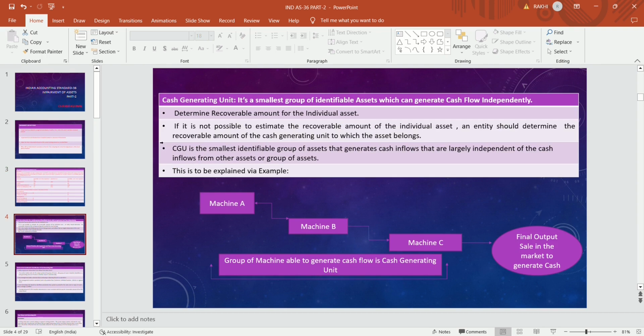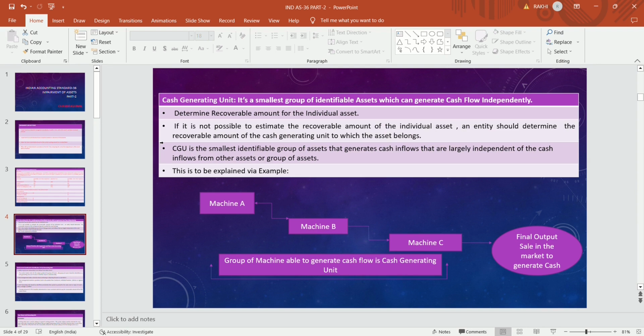Now, cash generating unit. What do you mean by cash generating unit? A cash generating unit is a group of identifiable assets which can generate cash flow independently. A group of machineries together we can say is a cash generating unit. It is the smallest group of identifiable assets which can generate cash flow independently. So how will we determine the recoverable amount of that cash generating unit?